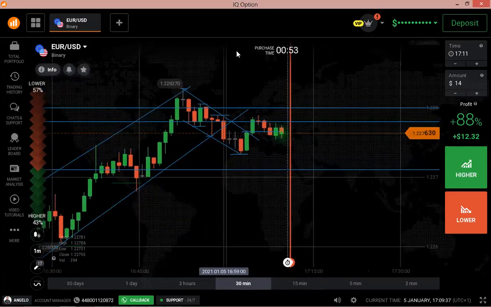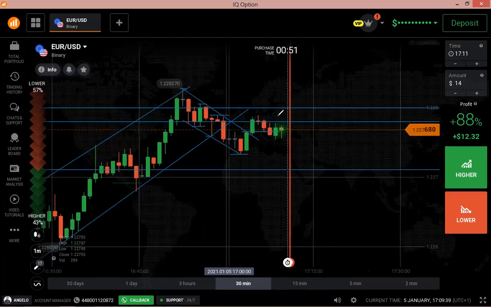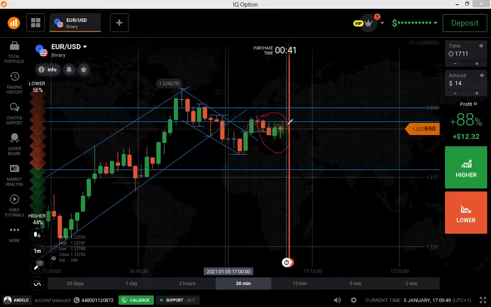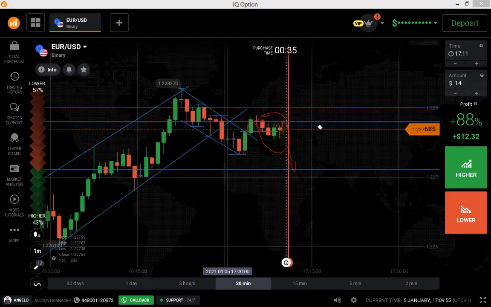Now take note that this is what I said. After breaking this level, there's going to be some kind of consolidation. The consolidation is occurring now. There's going to be some kind of consolidation, which I knew, before the market goes down to this level. Their mission is to reach this level. So from this level, you cannot look for any pattern to go biased.